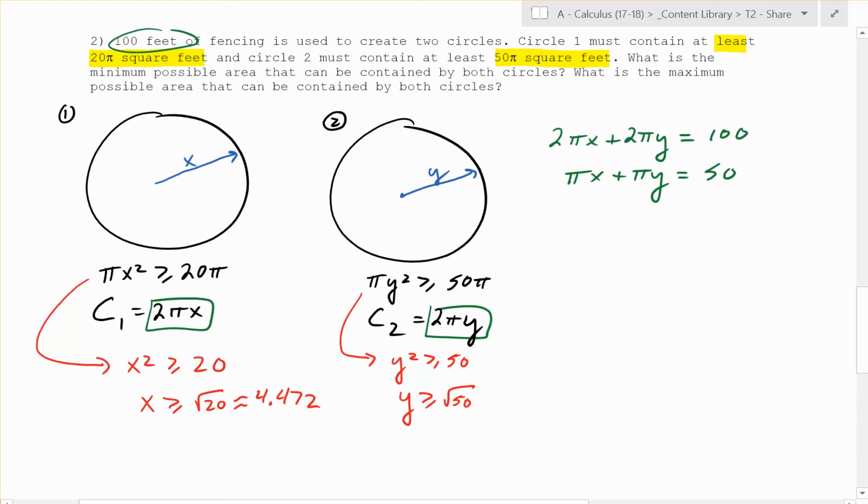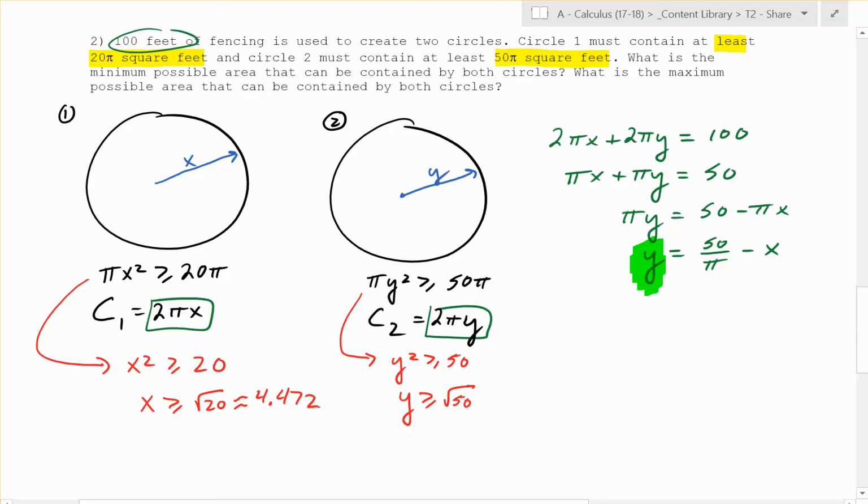If you keep on going with that, we can solve for y. So we get pi y is equal to 50 minus pi x. Divide both sides by pi, and you get 50 over pi minus x. So it tells us that y is equal to 50 over pi minus x.